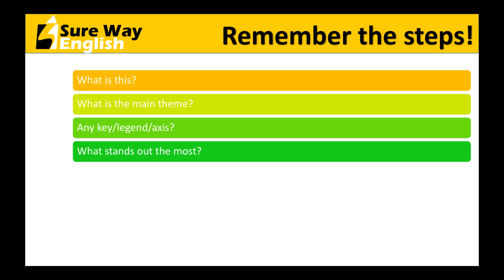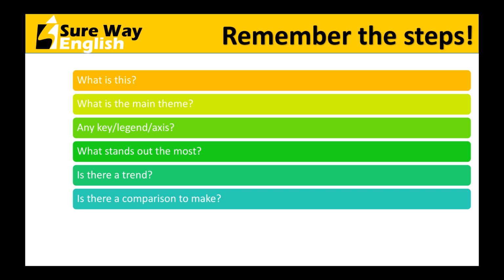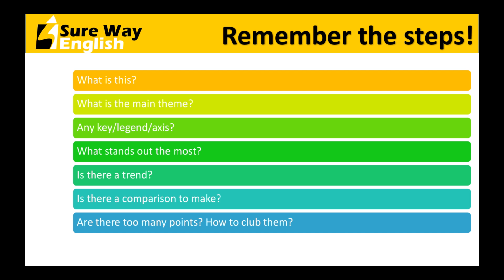Then ask yourself what stands out the most. Is there a highest? Is there a lowest point? Is there a trend? Is there a comparison to make? Okay, so a comparison can be made between the highest and the lowest. A comparison can be made between lines when they cross each other. When one line overtakes another, you can make a comparison. Is there a trend? Are there too many points?